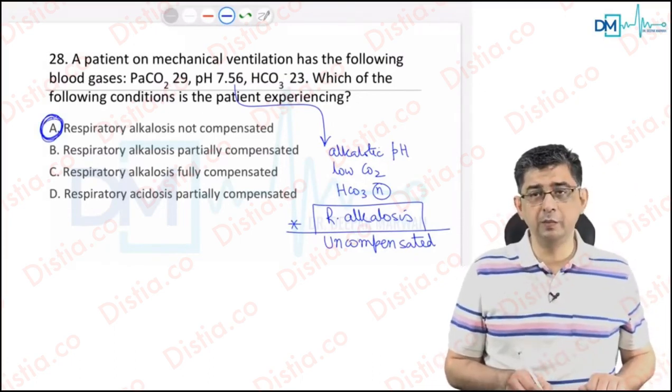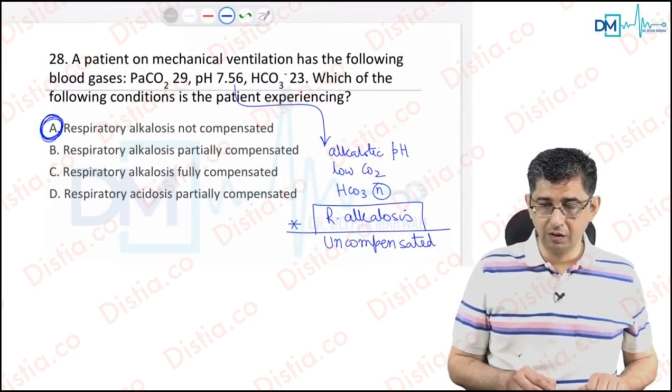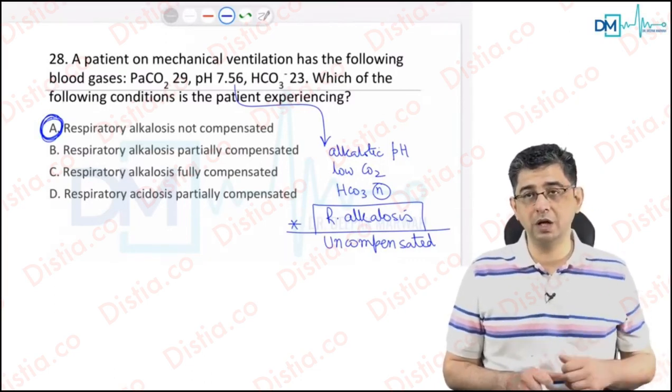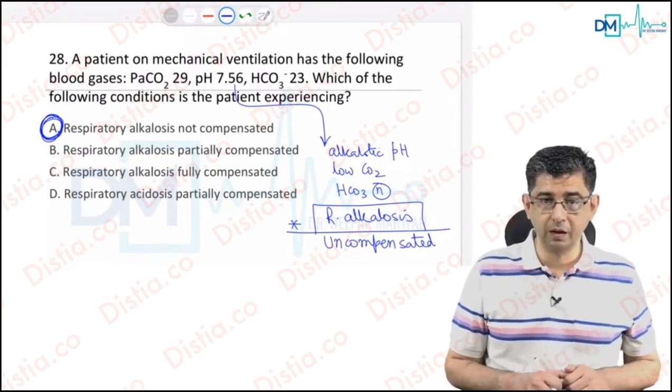Most mechanically ventilated patients will be having respiratory alkalosis. In fact, it is one of the commonest ABG derangements in chronically sick patients in your ICU.